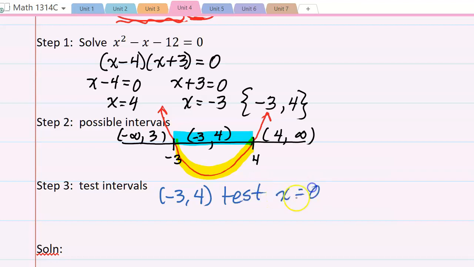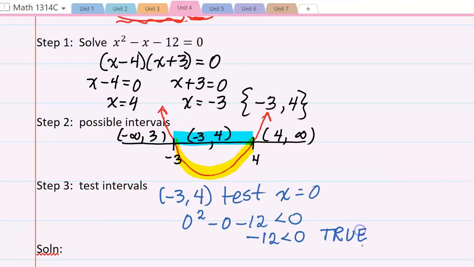So we're going to have 0 squared minus 0 minus 12, and is that less than 0? This simplifies to -12 is less than 0, which is a true statement. So the interval of -3 and 4 is our solution. If we had tested the other intervals, we would have found false statements, and they are not part of the solution. Now let's try one more example on the next page.